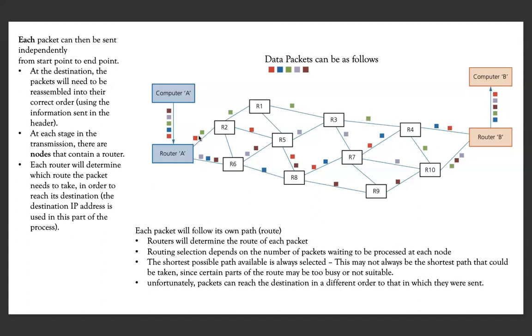The red packet takes its own path, its own route, and reaches the destination like so. The maroon packet takes its own path to the destination. The same thing goes with blue and purple. They all take their own paths, so on and so forth. Each packet is taking its own path, and eventually it ends up at the destination router.